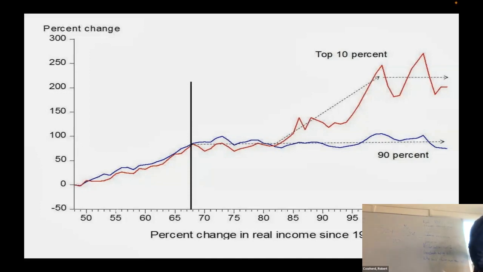The percent of change in real income from after World War II up to around 1970, the productivity of the economy, everybody just got better because of technology changes and workplace practices. Everybody started to earn more and more as the economy became more and more productive. Then starting around 1970, there was a disconnect.